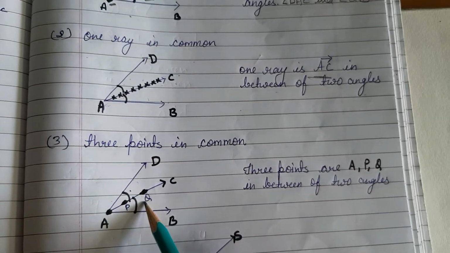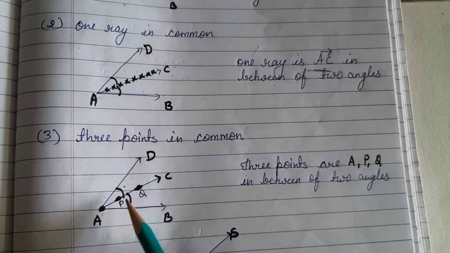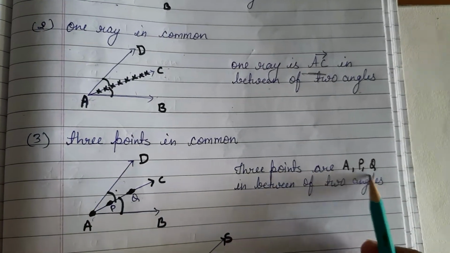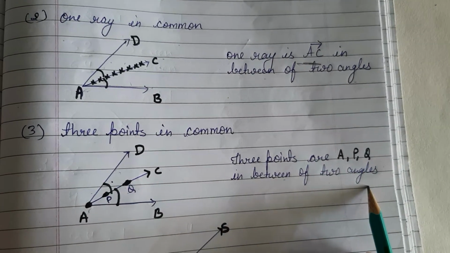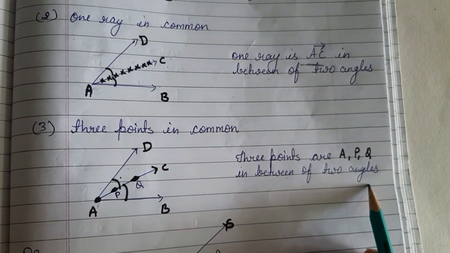Three points are in common in these two angles. You have to draw these two angles again, and the three points are A, P and Q, in between the two angles. Understood now how you can draw?